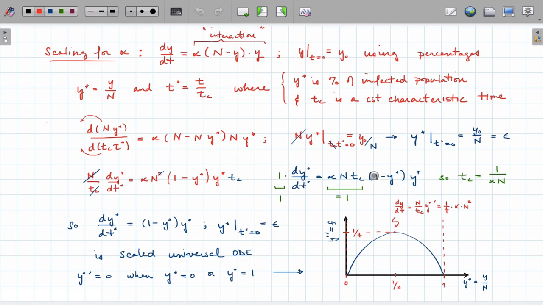So if we'd like to see community spread affect the change of individuals who are infected, we want to go ahead and weight it also to be a 1. We certainly can do it because TC was undetermined. So by selecting TC to be 1 on alpha n, we ended up with a weighting of a 1 in front of the community spread term, and that's really what alpha is. Alpha is the number that when I take 1 on alpha n, I get the characteristic time needed to see community spread affect my population of infected individuals.